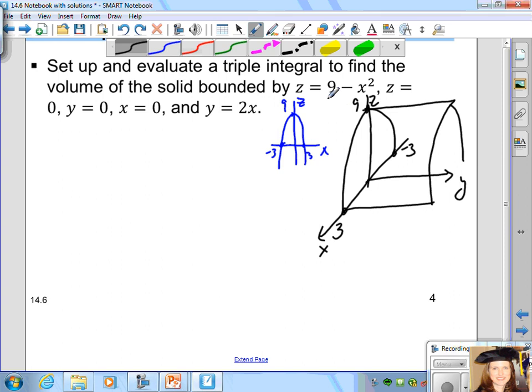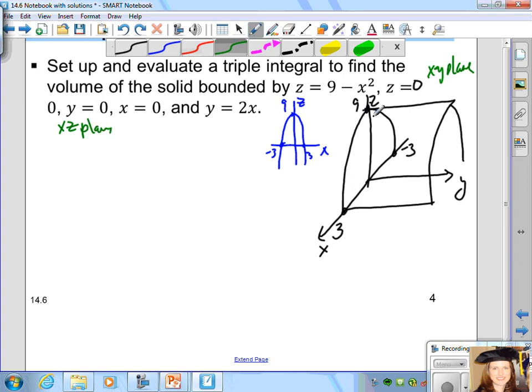So the solid is bounded by z equals 9 minus x squared and z equals 0. Well, z equals 0 is the xy plane. So the top of the surface is this tunnel, z equals 9 minus x squared, and the bottom of the surface is the xy plane when z is equal to 0. It is also bounded by y equals 0. The y equals 0 is the xz plane.